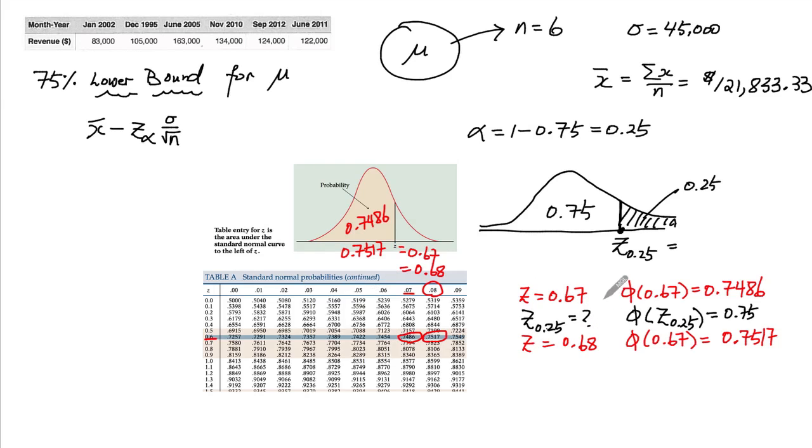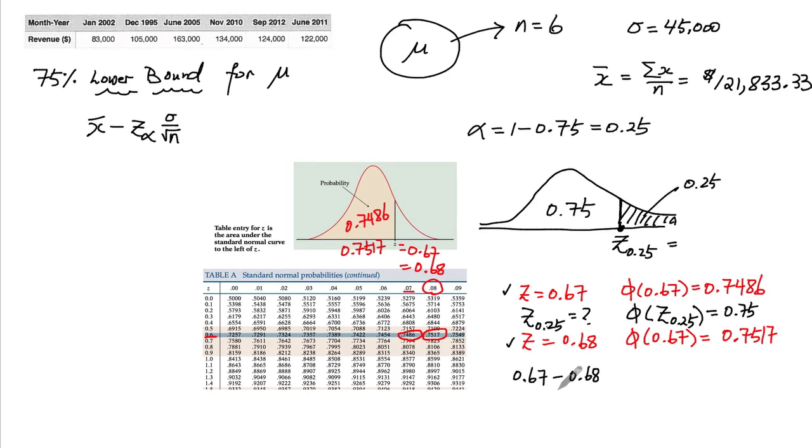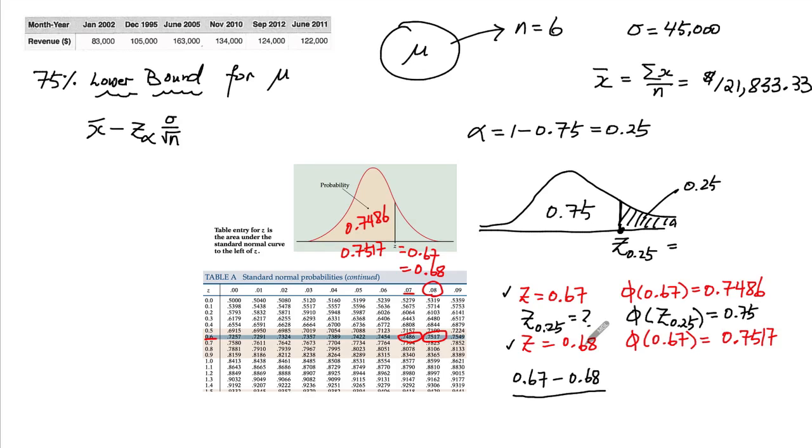Okay. So the interpolation means that if I were to take the difference, the slope using this and this, I get 0.67 minus 0.68 over 0.7486 minus 0.7517 has to equal the slope of this. Let me label that as x and x. Okay, so z sub 0.25 minus 0.68 divided by 0.75 minus 0.7517.